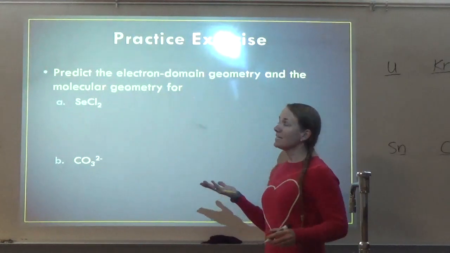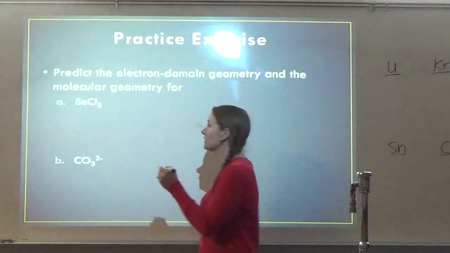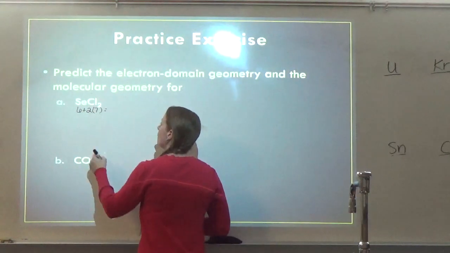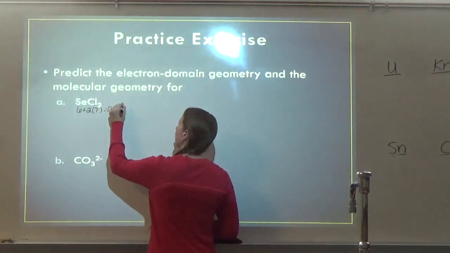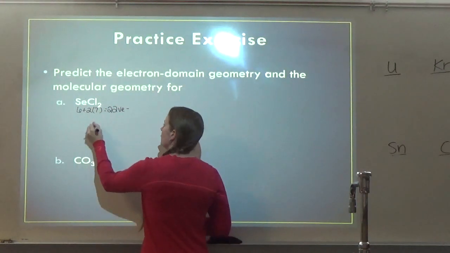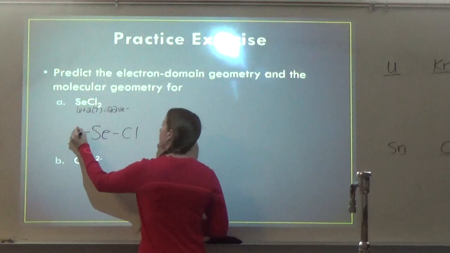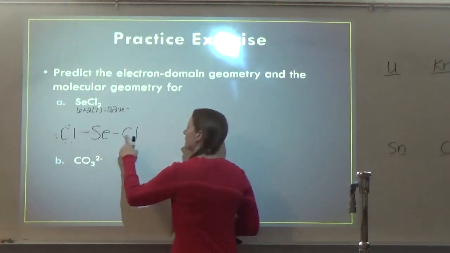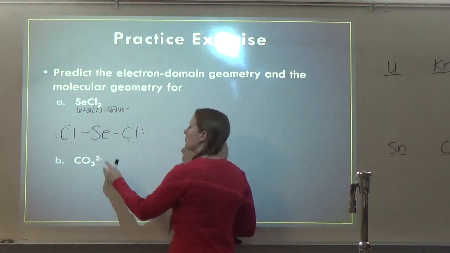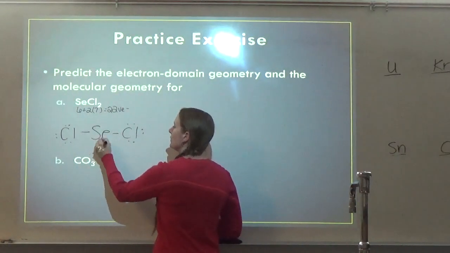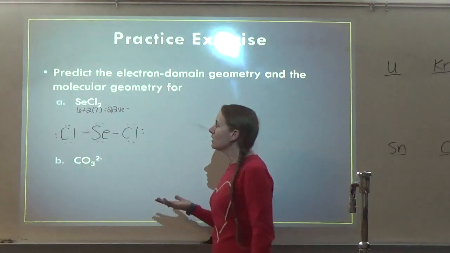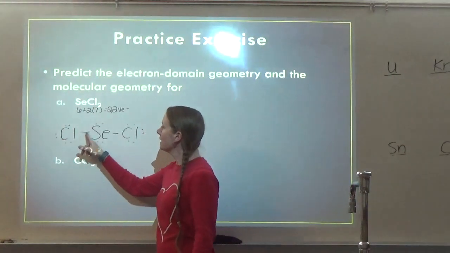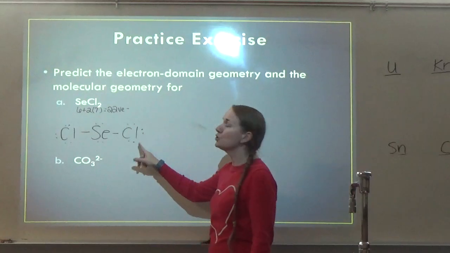Alright, so I have SeCl2. So Se has 6 valence electrons. Cl has 7 times 2. So 14 plus 6 is 22 valence electrons. Se is going to go in the middle because it's the lone one. Cl has 2, so it needs 6 more. This Cl has 2, so it needs 6 more. Se has 2, 4, so it needs 4 more. So I'm allowed to have 22 valence electrons. I have 2, 4, 6, 8, 10, 12, 14, 16, 18, 20.